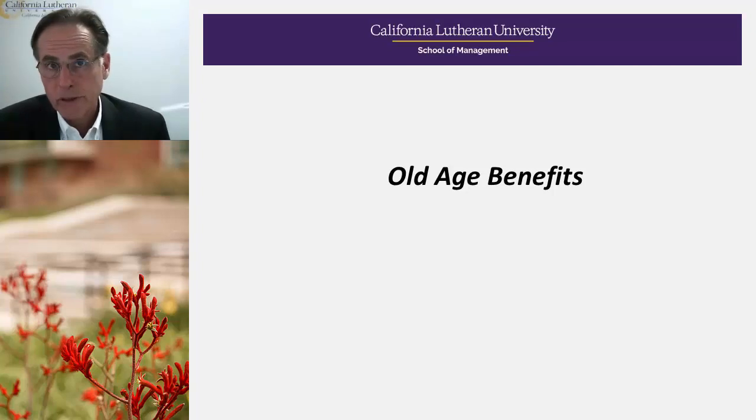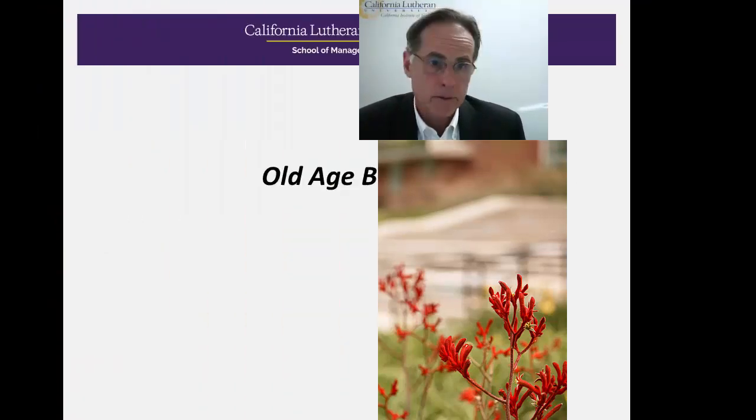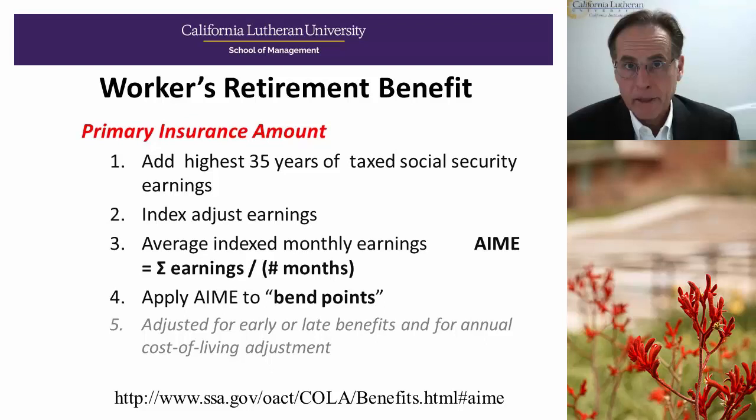So let's look first at the old age benefits, recapping this. Well, you already know that the benefit amount is called the primary insurance amount, and is based on the 35 years of highest earnings, taxable Social Security earnings. Those 35 years are index adjusted so that we're looking at some comparable numbers there. It's looking at the average indexed monthly earnings. To that is applied bend points.